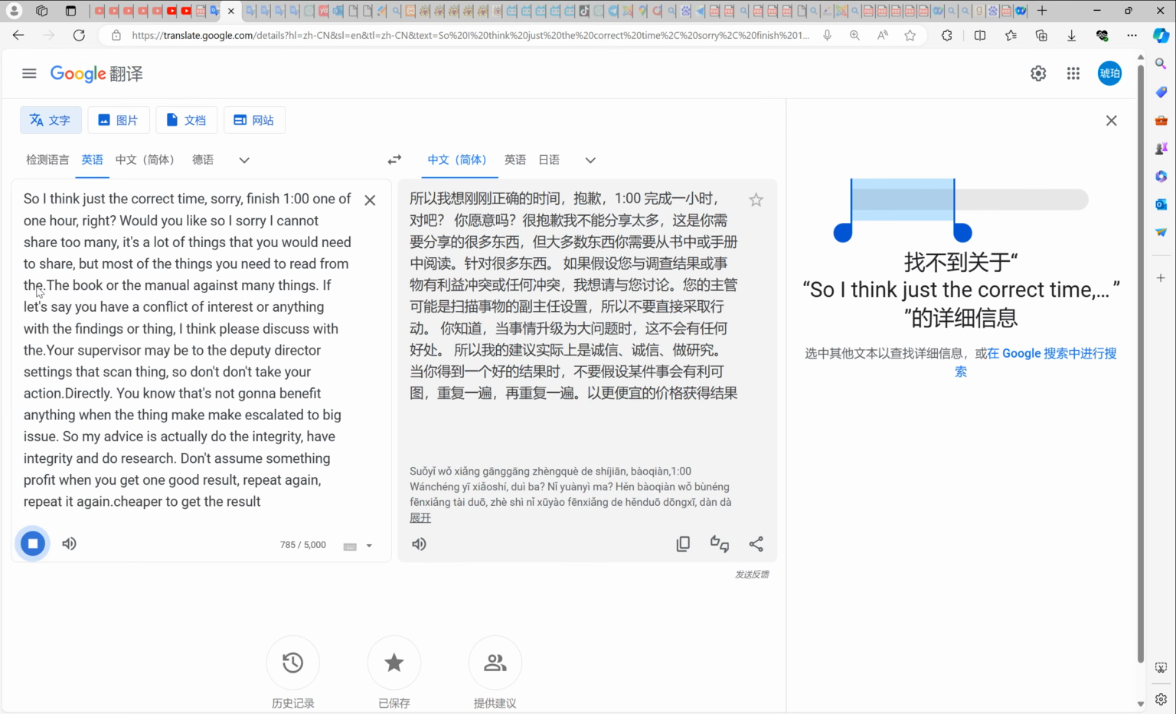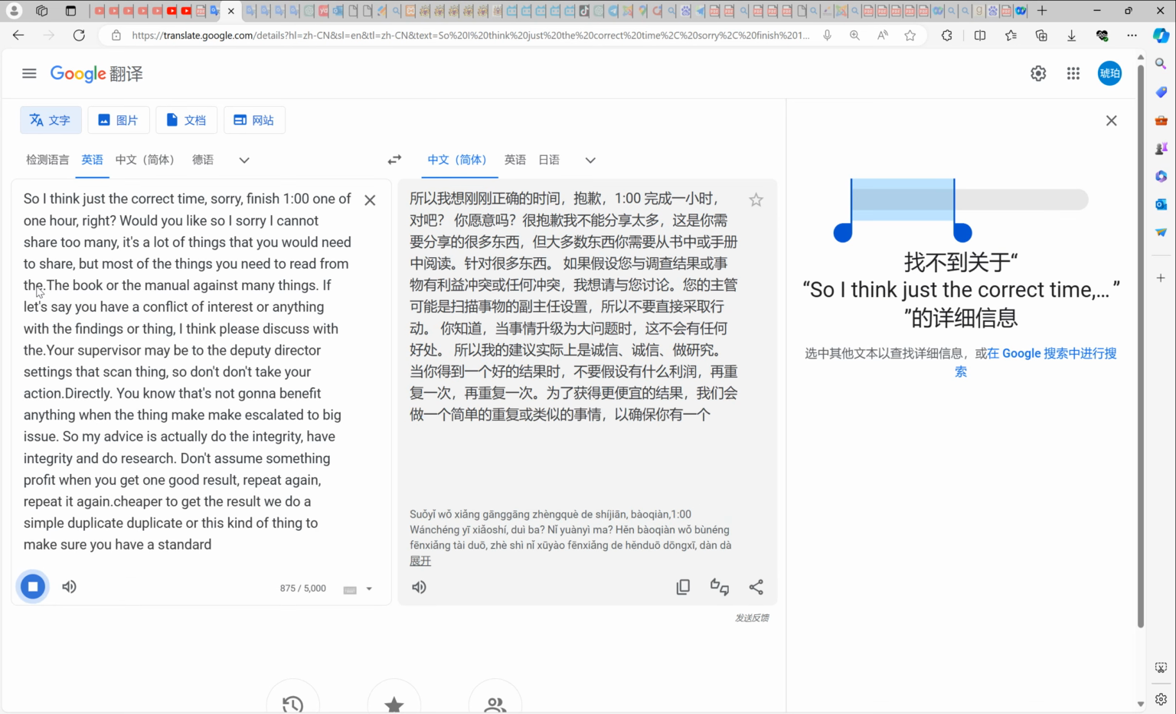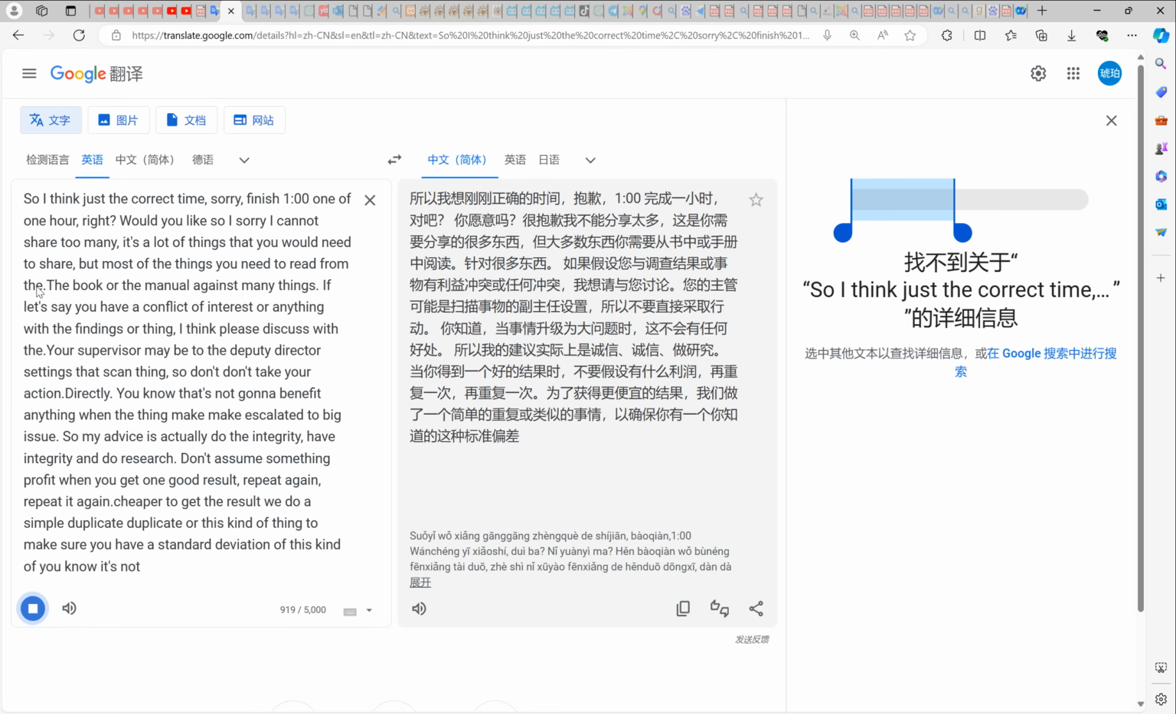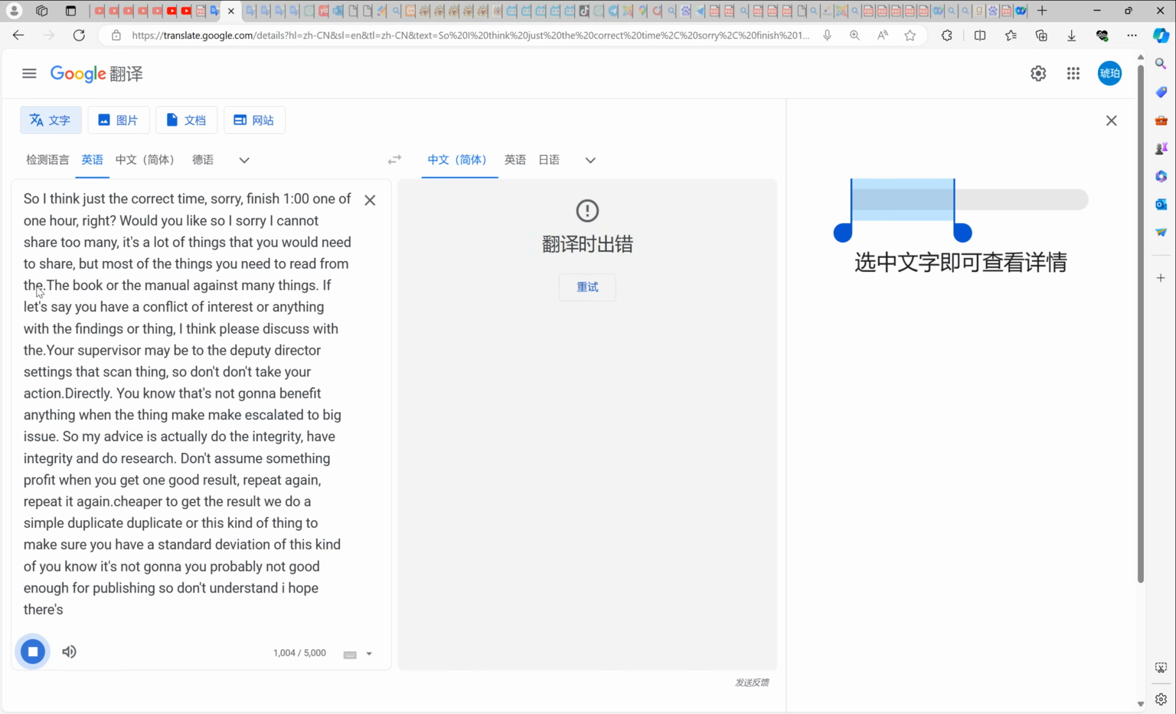Do a sample in triplicate, or something like that, to make sure you have a standard deviation. If not, the result is probably not good enough for publication. So I hope you understand. I hope that's all for my part. Thank you very much.